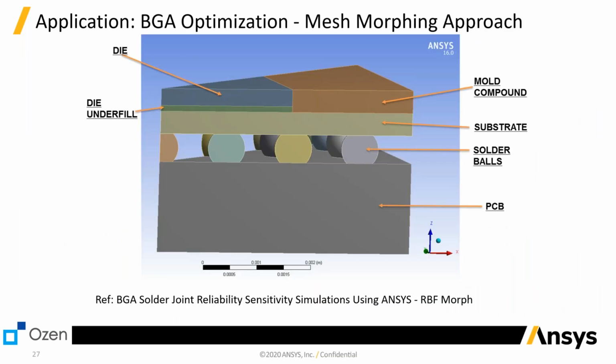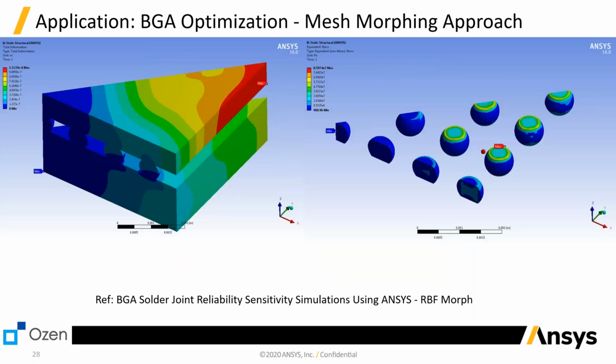And one thing I'd like to talk about is this mesh morphing approach. We use this a lot in solder joint reliability. I'll give a very simple example. This is a technique that's implemented in ANSYS. It's called RBF Morph, and what we are doing is mesh morphing.